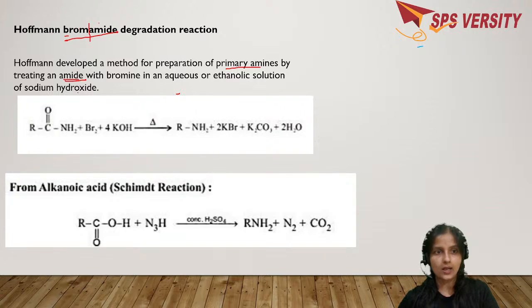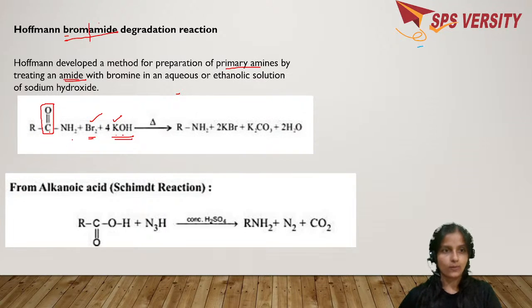You start with the amide and you treat it with bromine in the presence of an aqueous or ethanolic solution of sodium or potassium hydroxide, and you see 2KOH from here will combine with Br2 to give 2KBr, and the CO from here will go with 2 more K as K2CO3, and 2 molecules of water are obtained, whereas this R goes to the middle. So you get RNH2. The primary amines are obtained by this step. So this is degradation.